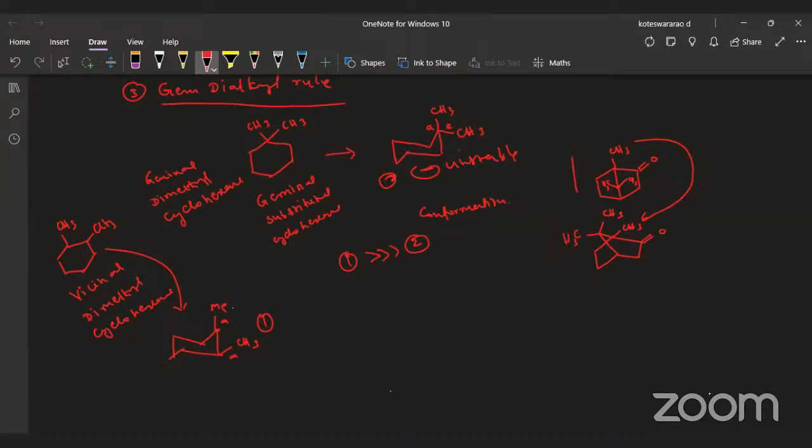Camphor is more stable due to the presence of these two methyl groups. Its geometry is fixed due to the presence of these pivotal methyl groups. Therefore, there is a common observation: naturally occurring terpenes containing a gem dialkyl group are more stable than the corresponding simple geminal substituted cycloalkanes. This is known as the gem dialkyl rule.